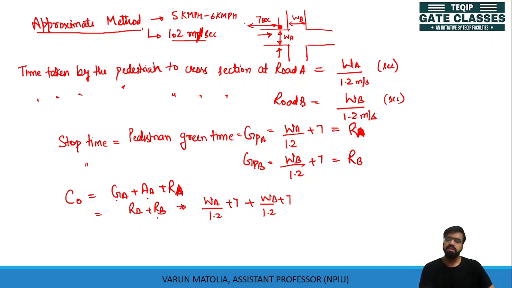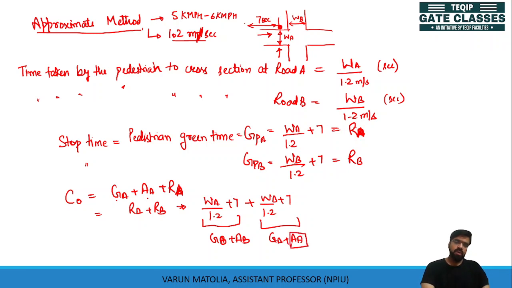In this cycle duration, this time is your green time of B plus amber time of B, and this is your green time of A plus amber time of A. Now you know the amber time values from your initial calculations. You have your green times which are written here.